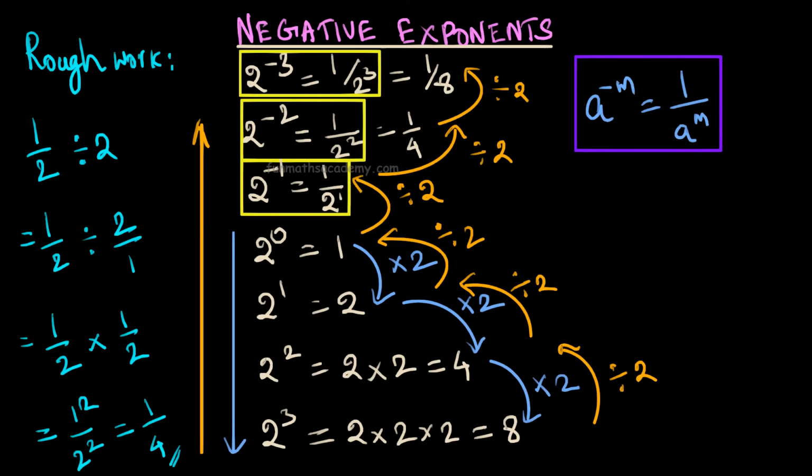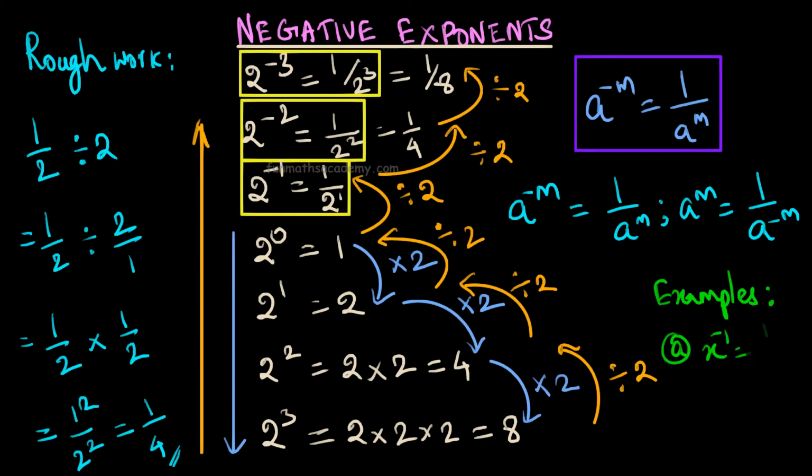That's all. If a number is in its index form, then by changing the sign of the exponent, the number can be moved either to the top or the bottom of the fraction. That is, a power minus m can be written as 1 upon a power m, and a power m can be rewritten as 1 upon a power minus m. Using this law, we can write x power minus 1 as 1 by x. In the same way, 3 power minus 2 can be written as 1 upon 3 squared.